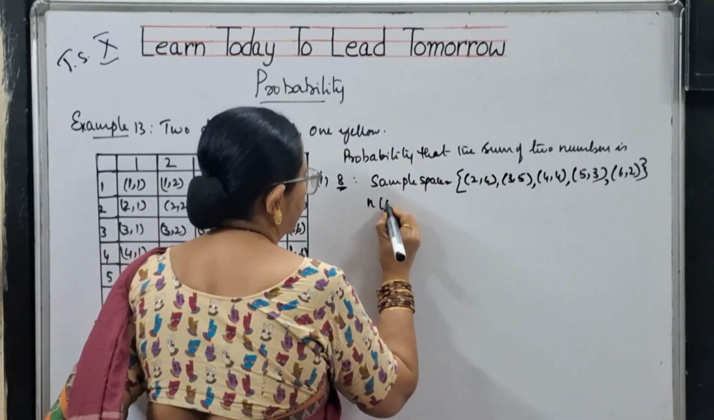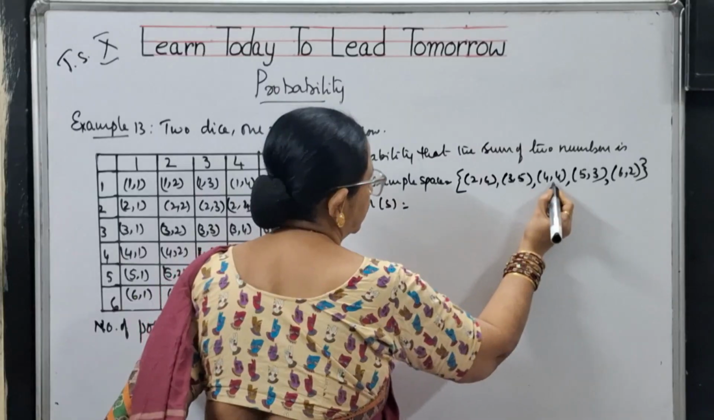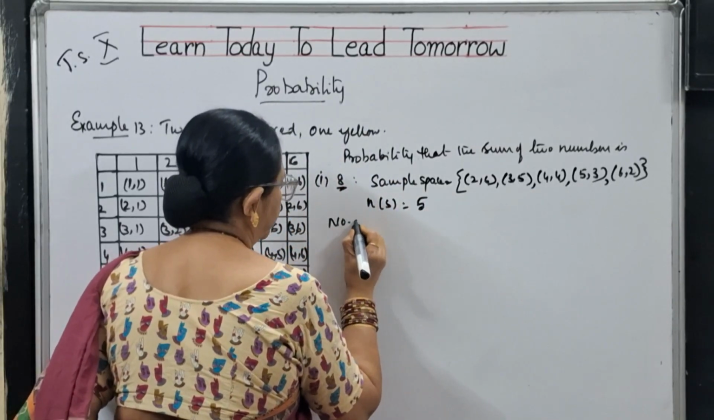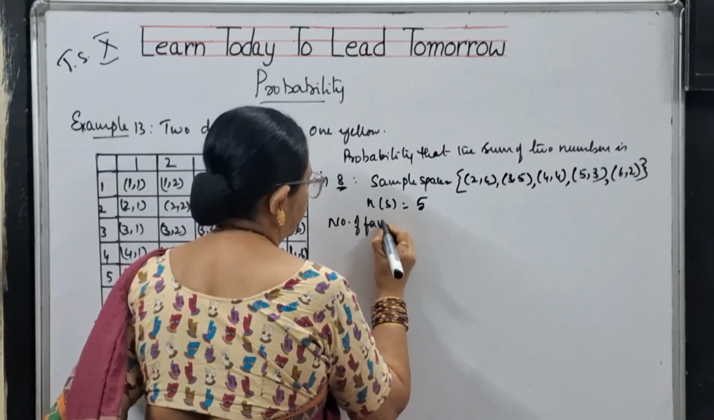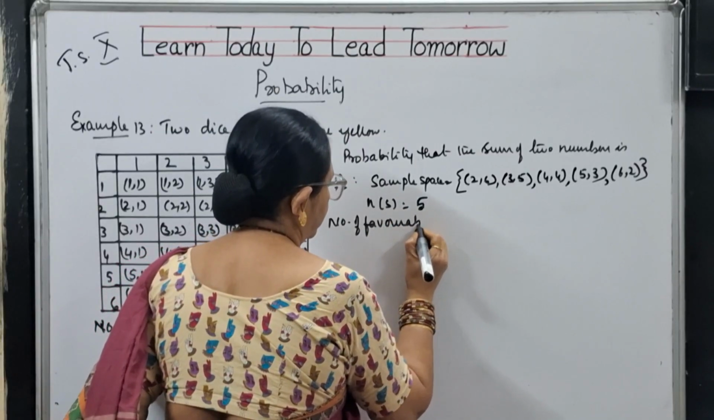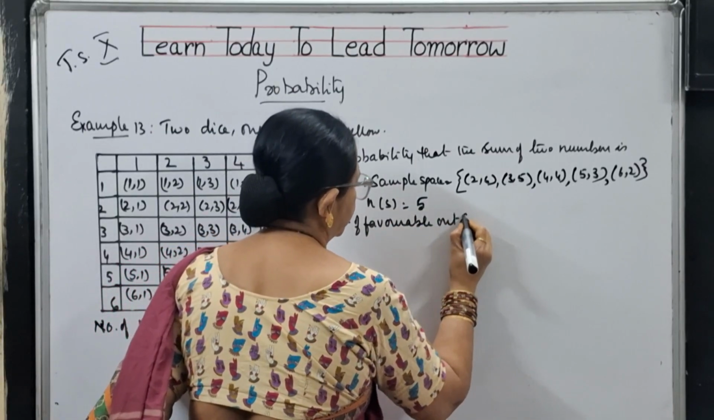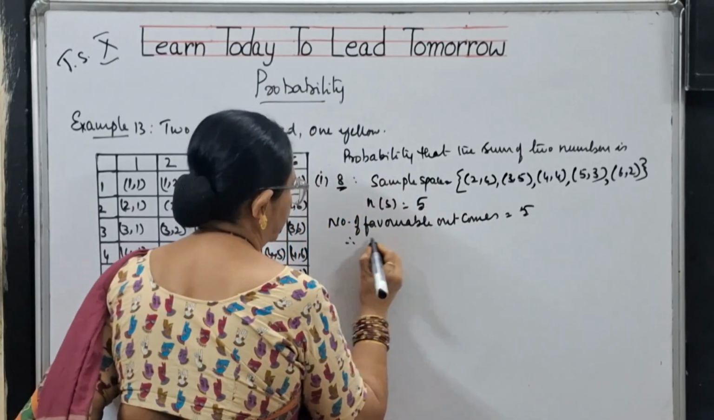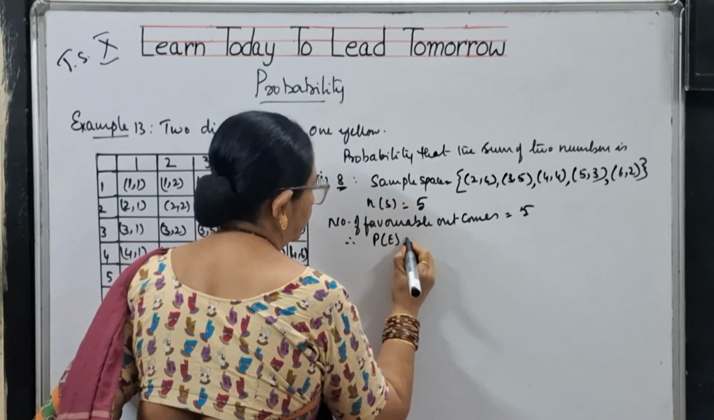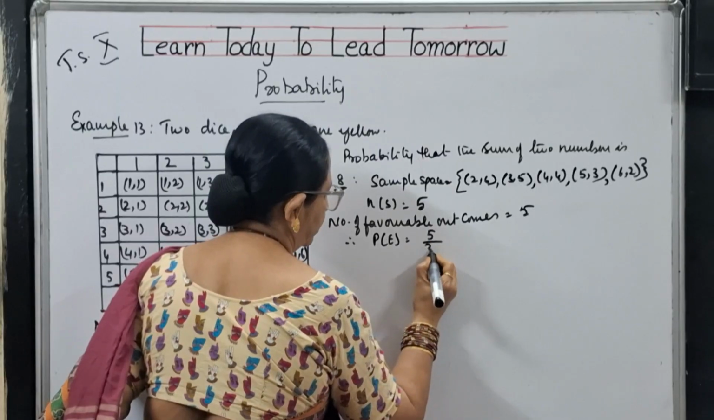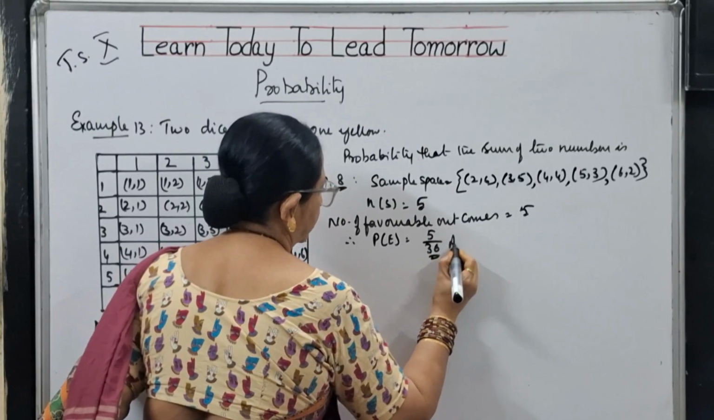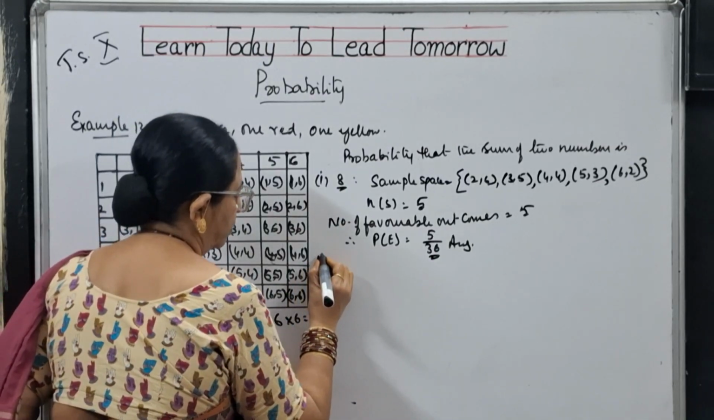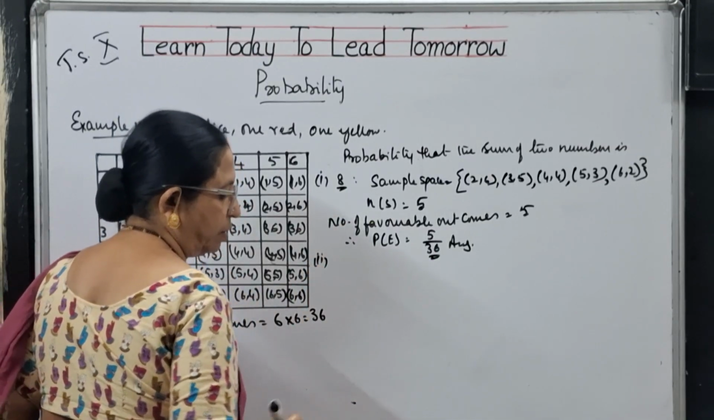That means what is n of S? 1, 2, 3, 4, 5. So number of favorable outcomes is equal to 5. So what is the probability of the event? 5 by 36. This is the answer. We cannot simplify it. And the second one is 13.